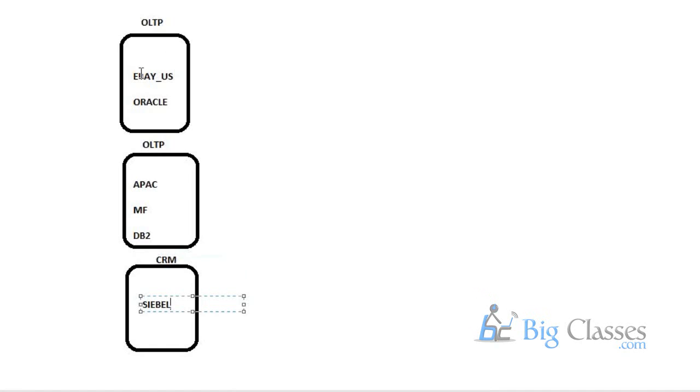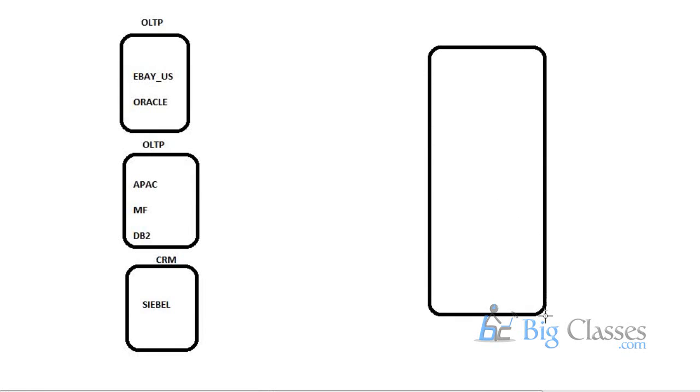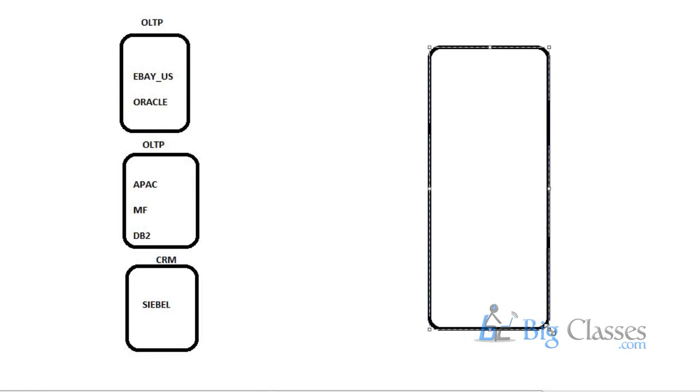So you have various OLTP applications where your transactional data is stored. It is stored in an Oracle database, and APAC data is stored in DB2, and all my customer relationship management data is stored on Siebel. A data warehouse is a collection of data. Collection of data means, from where are you going to collect the data? That is your different OLTP systems. You collect the data and then store it in a centralized database.